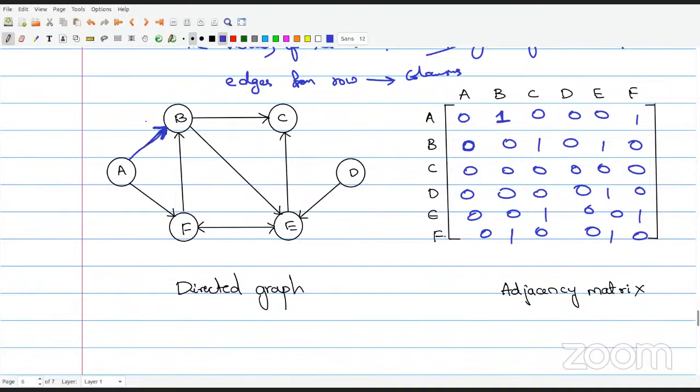That is why there is no edge from B to A. That is why this entry is 0. Row B column A entry is 0.